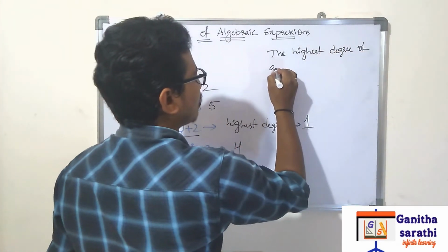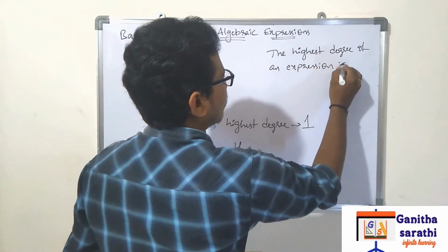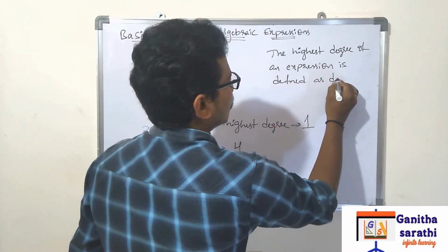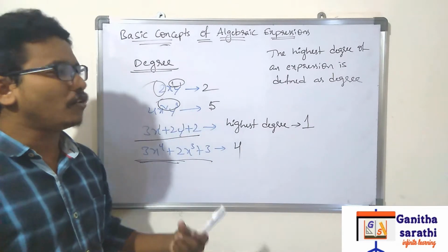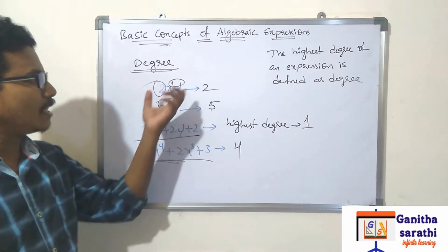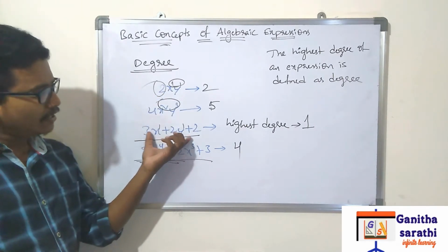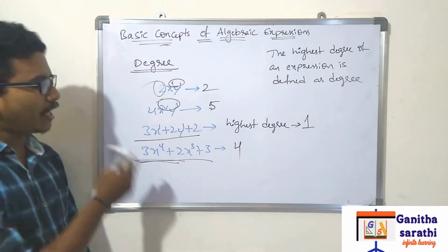of an expression is defined as the degree of the following algebraic expression or polynomial. Okay, highest degree, you have to see the highest degree. For a single term, there is no need of taking the highest degree, but if it is a binomial, trinomial, multinomial, 2 terms, 3 terms, then you should check the highest degree.